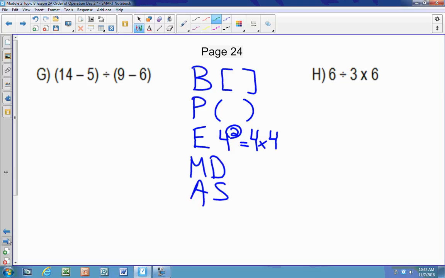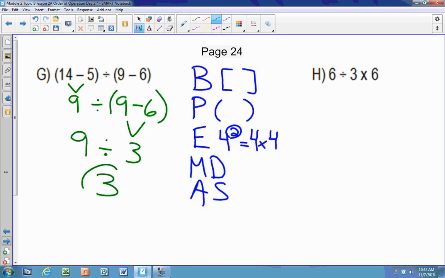And the first one tells me there's no brackets. I don't see any, but I see parentheses. So I do what's in parentheses first, which is 14 minus 5, which is 9. And then I rewrite everything else. Next, I still see more parentheses, so I do those. And I rewrite everything else. And then the only thing that's left is 9 divided by 3, so I answer that.